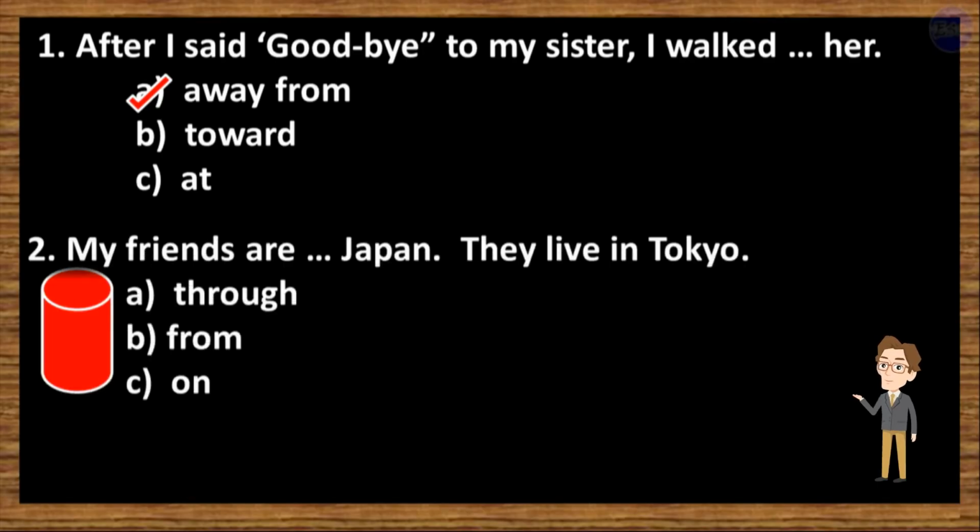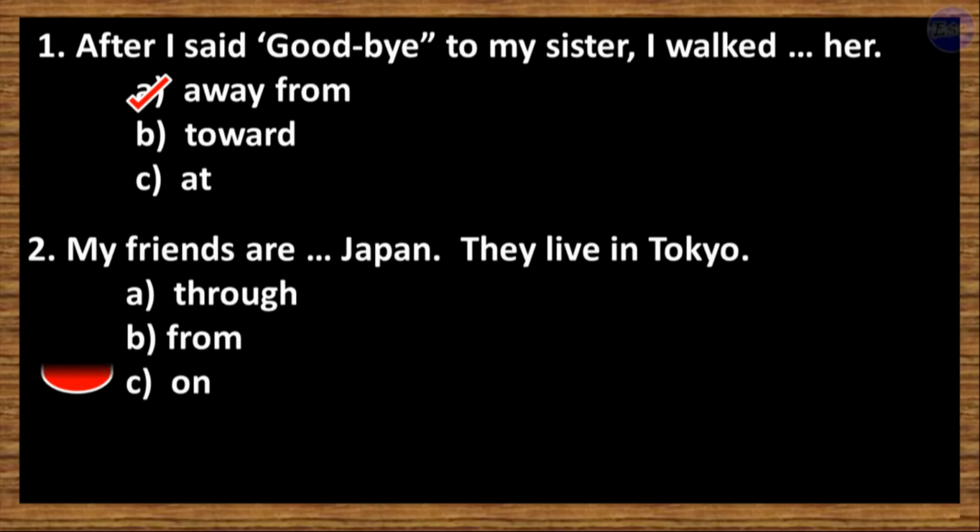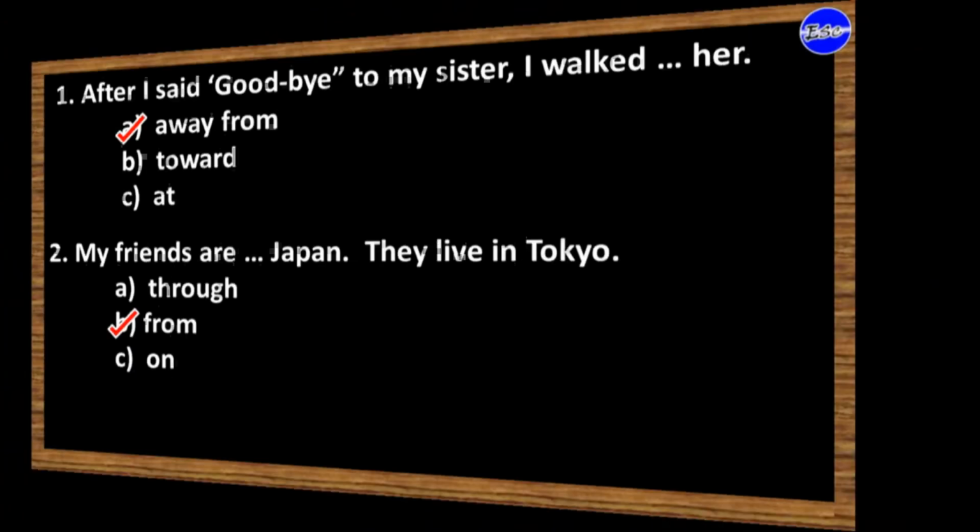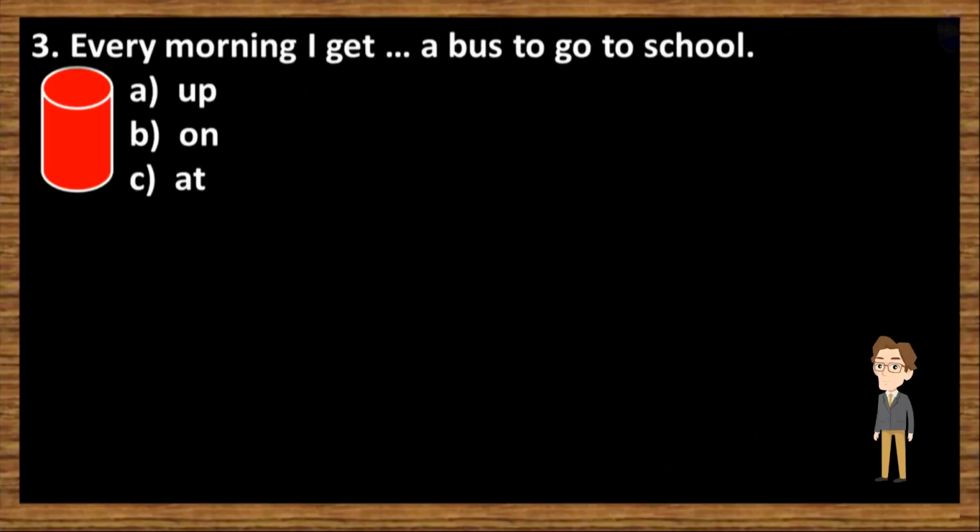2. My friends blank Japan. They live in Tokyo. A. Through. B. From. C. On. 3. Every morning I get blank a bus to go to school. A. Up. B. On. C. At.